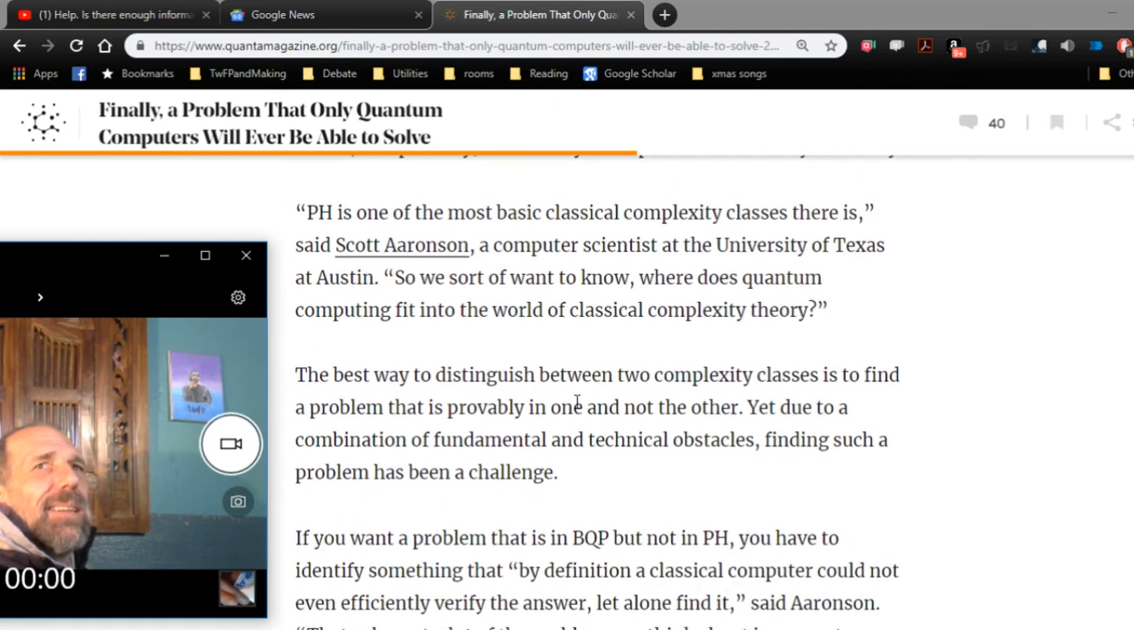except I like this complexity class idea. The best way to distinguish between two complexity classes is to find a problem that is provable in one and not the other. I'm assuming this should be an E. Yet, due to a combination of fundamental and technical obstacles, finding such a problem has been a challenge when it comes to quantum computing. If you want a problem that is in BQP but not in PH, you have to identify something that by definition a classical computer could not even efficiently verify the answer, let alone find it, said Aaronson. That rules out a lot of the problems we think about in computer science.